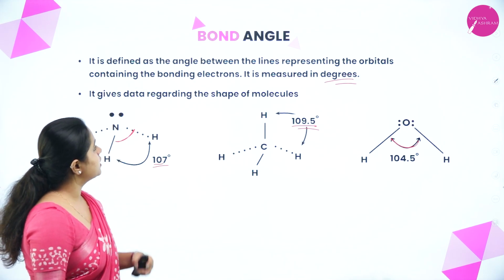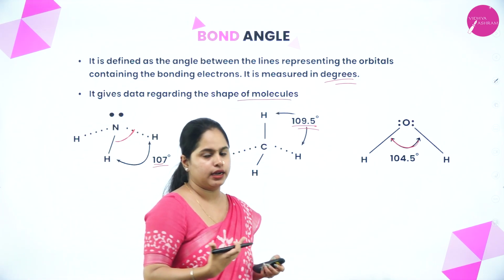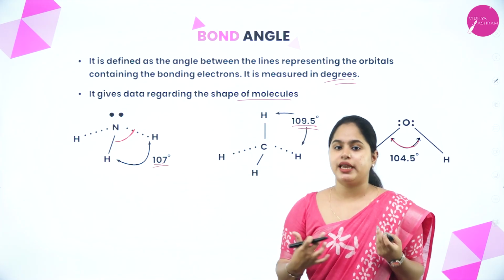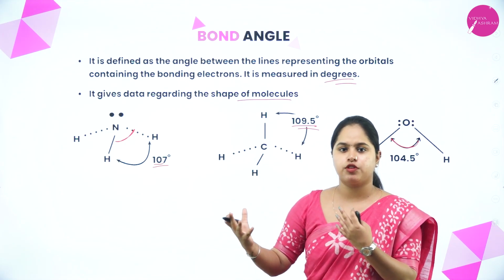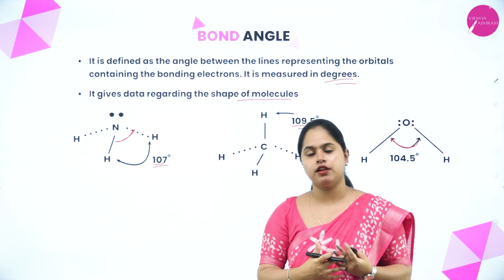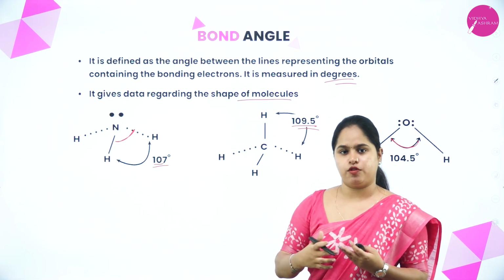It gives the data regarding the shape of the molecules. That is the importance of the bond angle. So if we know the bond angle, we can predict the shape of the molecules. In detail about the bond angle and the shape of the molecules, we will be studying in the upcoming sessions of this chapter itself. So it also gives the data regarding the shape of the molecules.